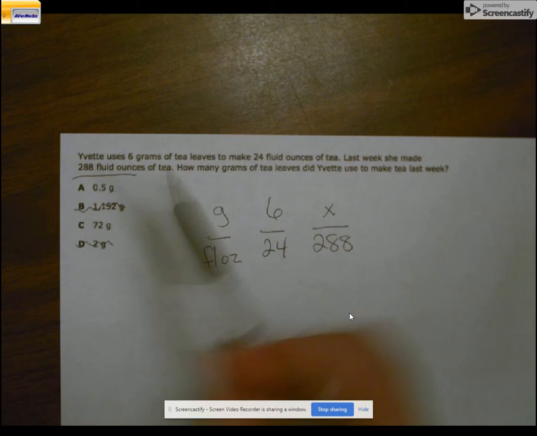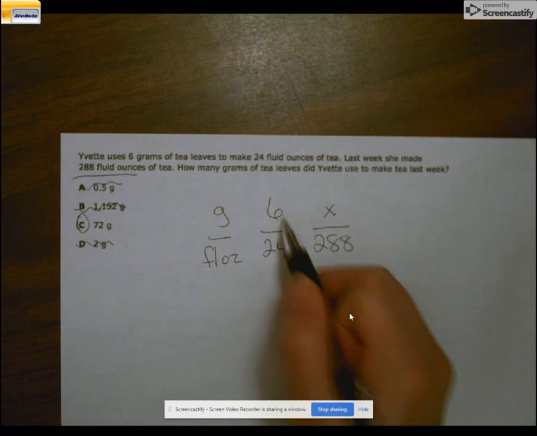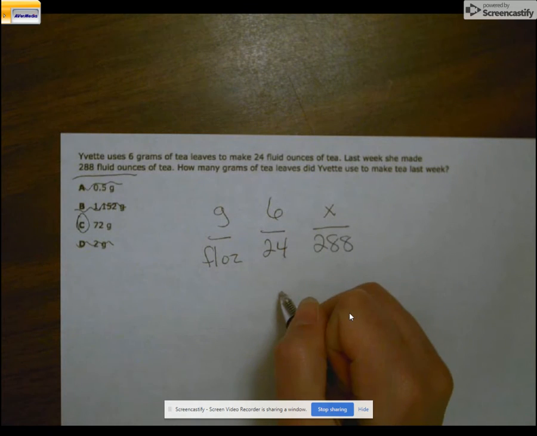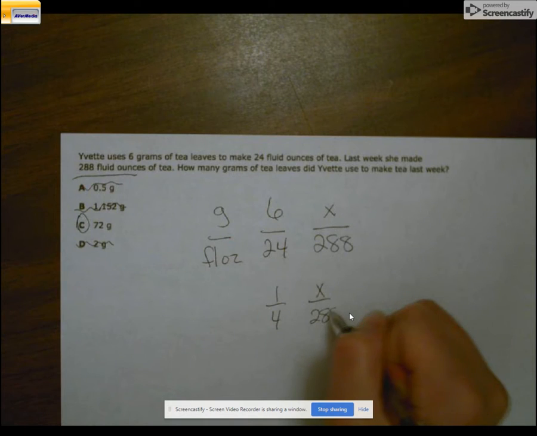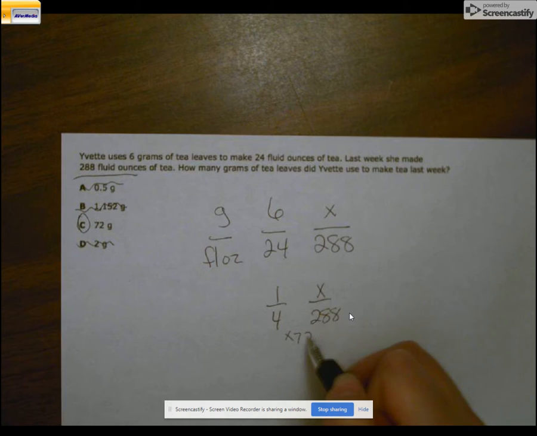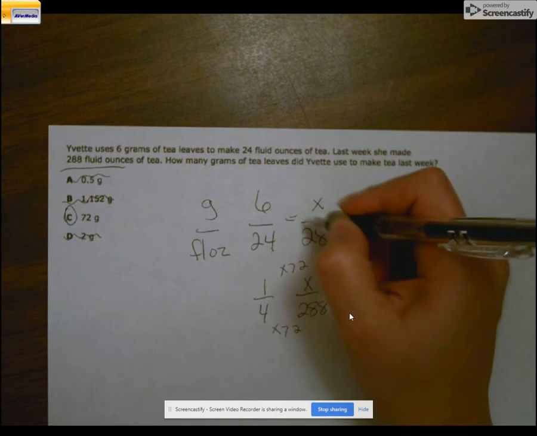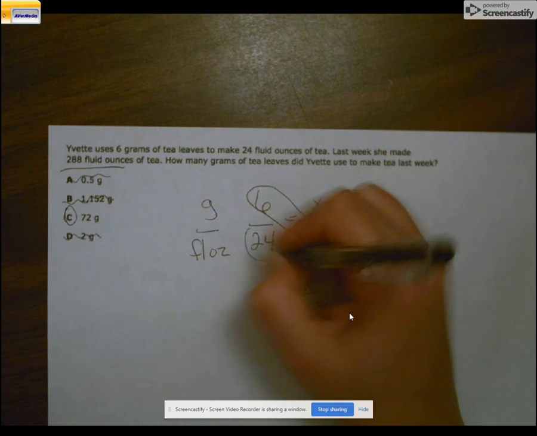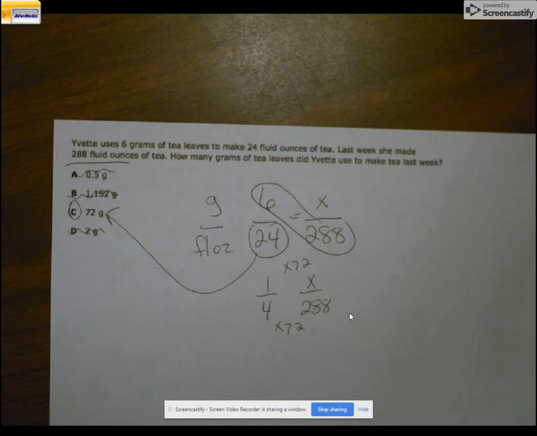Also a half really makes no sense here either. And again, just by process of elimination, I have my answer of 72. One other way you can look at this is to say 6 over 24 is really the same thing as 1/4. Okay, and then I can see that this is going to be times 72 that way, or I can do my cross multiplication. 288 times 6 divided by 24. I'm still going to end up with my answer of 72.